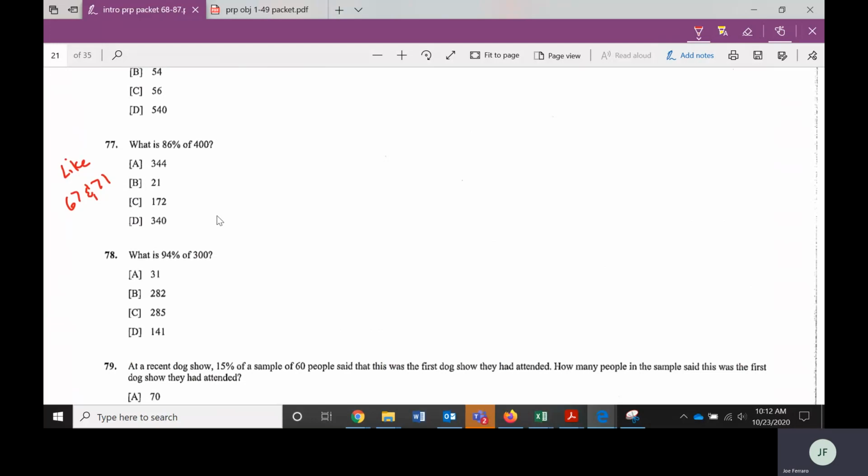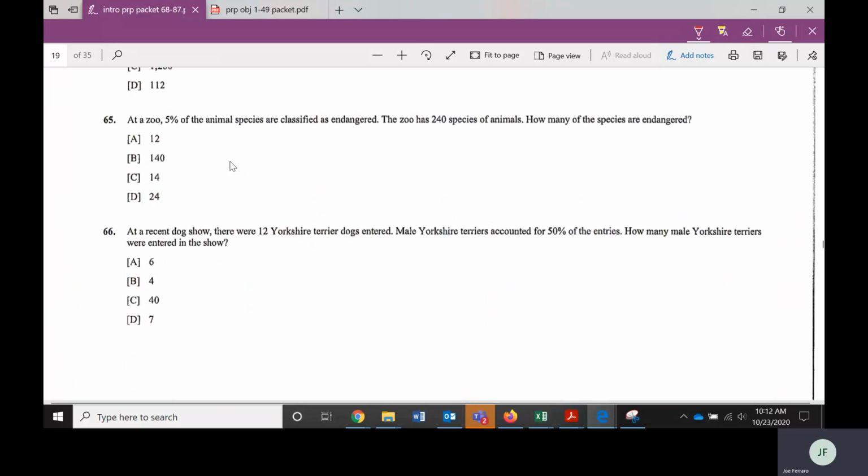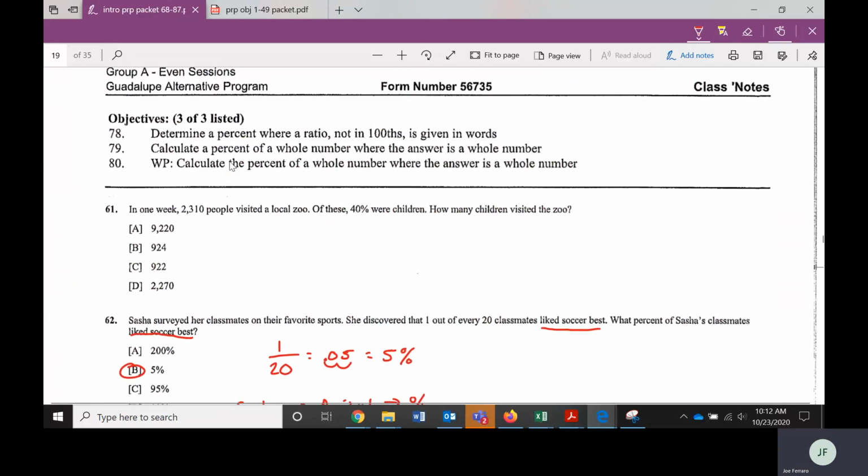Okay, all right, so we're almost done. We're going to go back. The page starts out with the objectives, and we've got objective 80 to look at. We'll do two of those and we'll be done. So 80 is just going to be what we just did, except with a word problem.